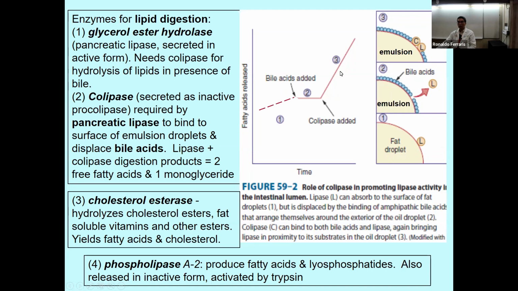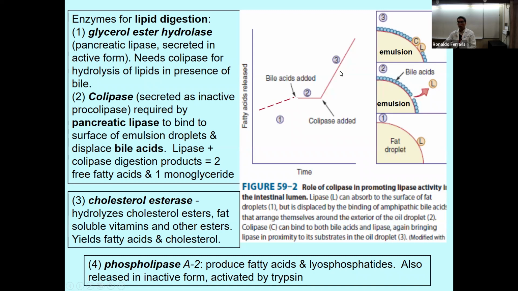So this is your fat droplet, right? This is the droplet before emulsification. So your pancreatic lipases are nibbling on the surface. And as I mentioned, the rate of fatty acids released is going to be slow because there's only so many enzymes that can bind to the surface area of these fat globules. So it's working, but not efficiently.